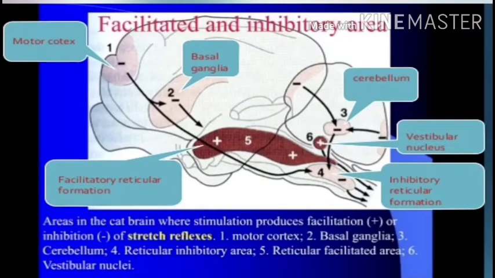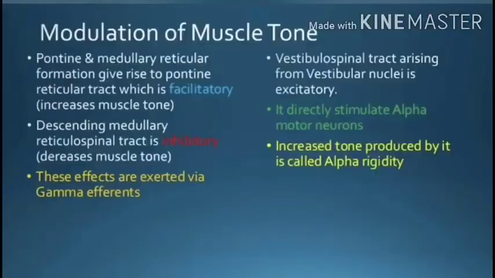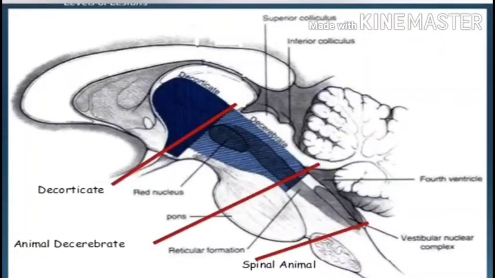Now, let's discuss different types of rigidities. There is a rigidity called alpha rigidity and another called gamma rigidity. You can see here there is a picture. The sections are made at different levels. One is a decorticate preparation, another is a decerebrate preparation, another is a picture of a spinal animal.